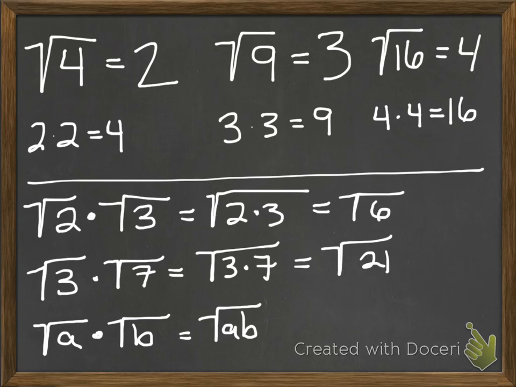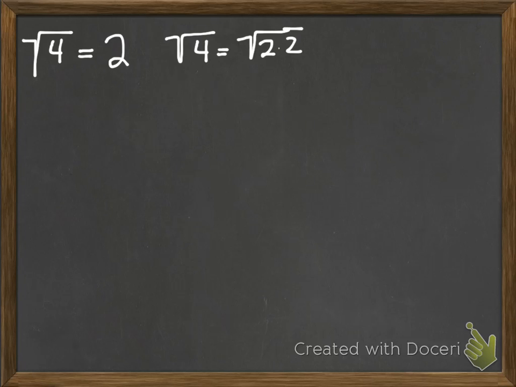Now let's talk about simplifying radicals. If you have the square root of 4, we know that's equal to 2. We could also break it down: the square root of 4 equals the square root of 2 times 2. We could also say that's the same thing as the square root of 2 times the square root of 2. There are a lot of different ways to write that.